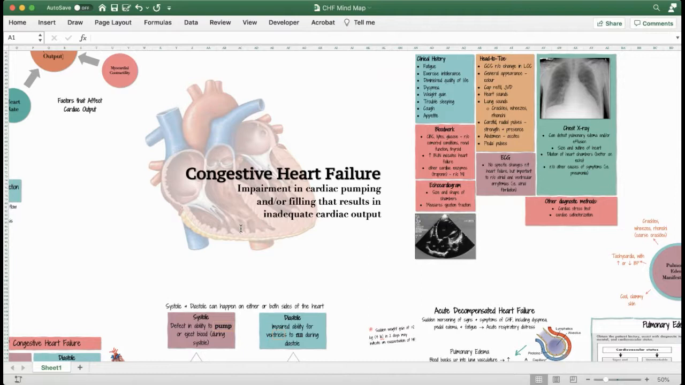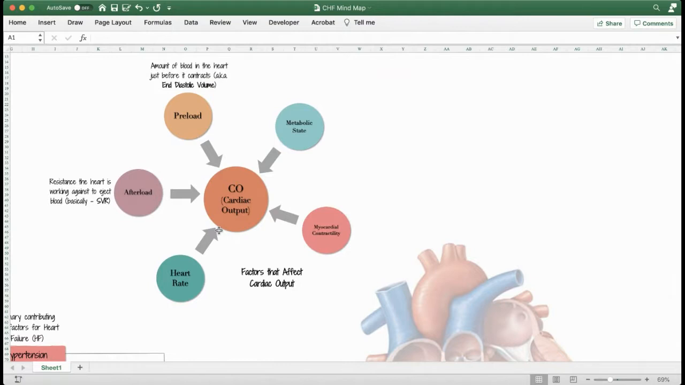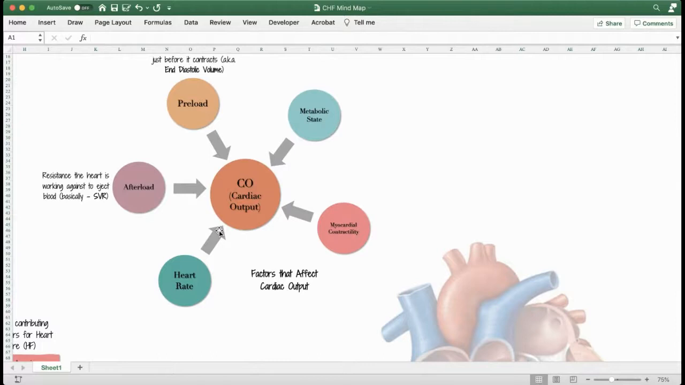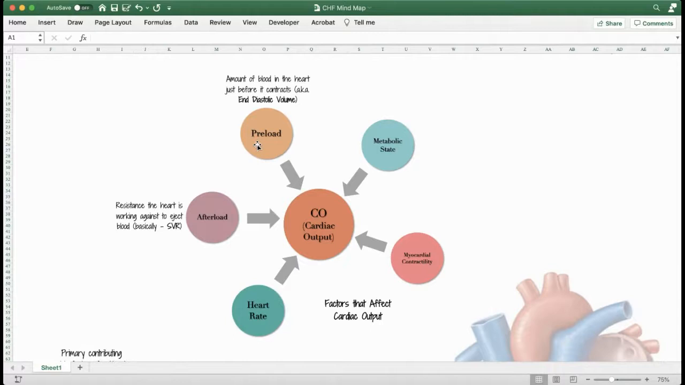And remember, we talked about cardiac output in our video on, I think it was hypertension. We talked about all these things that affect cardiac output. When we're talking about heart failure, we talk a lot about cardiac output, preload, and afterload. So just make sure you understand those things. I'm going to go over them really quick because you won't understand the rest of the review. So remember that preload is the amount of blood in the heart just before it contracts. It's also basically end diastolic volume.